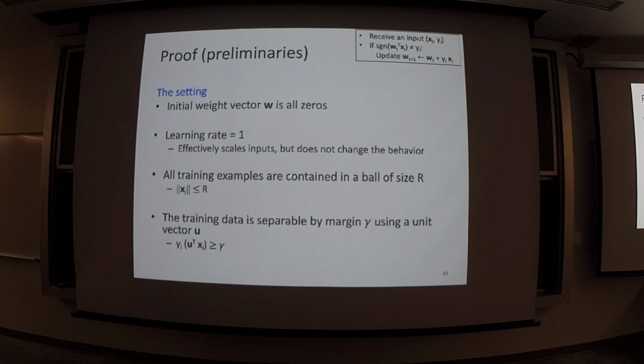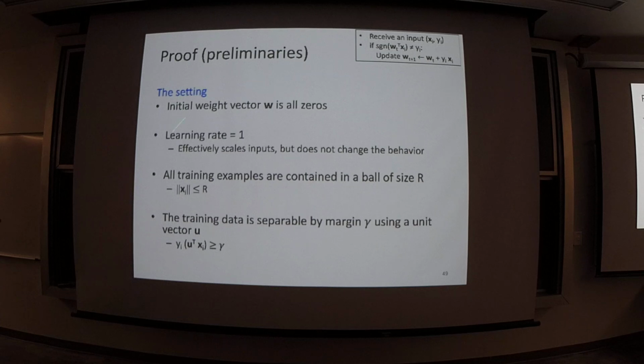And all the training examples are contained in a ball of size R. That's maybe a better way for you to understand why we put such a constraint, right? The R represents the span of your training set, the training inputs. And the training data is separable by a margin gamma using some unit vector U. So that means for every training example xi, yi, we have this inequality.